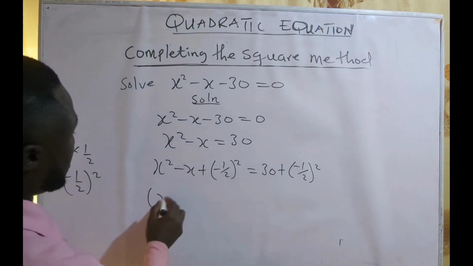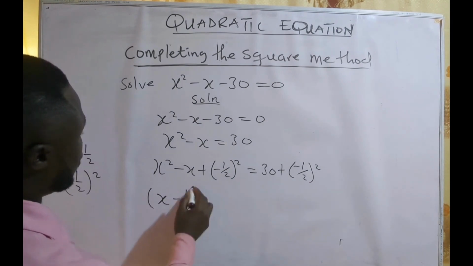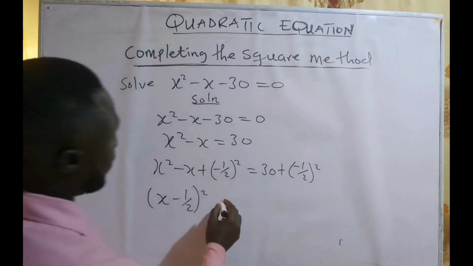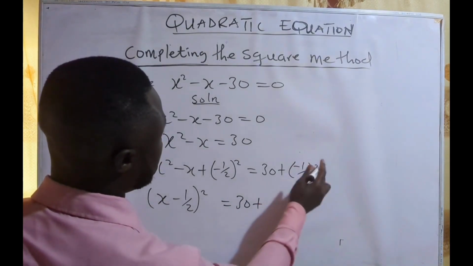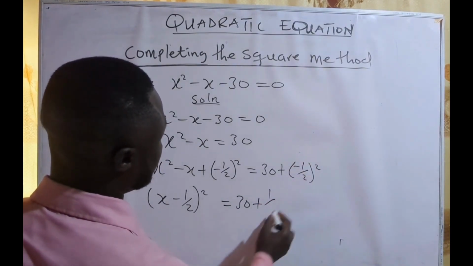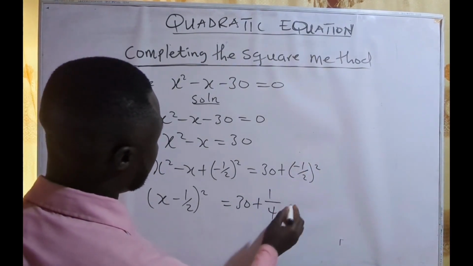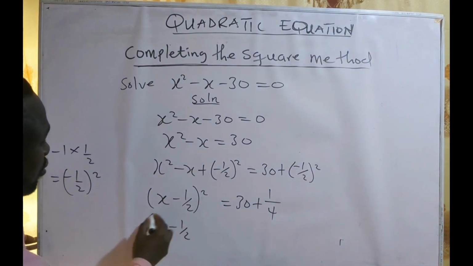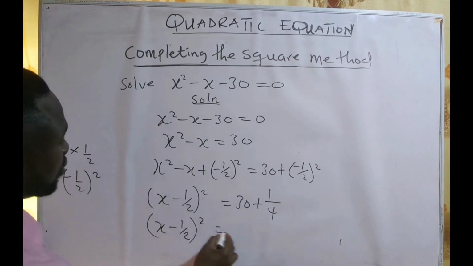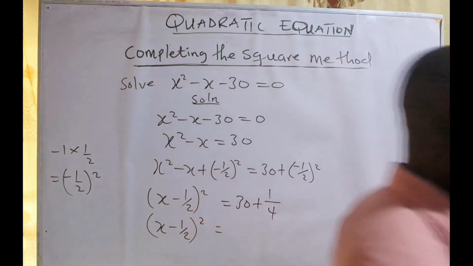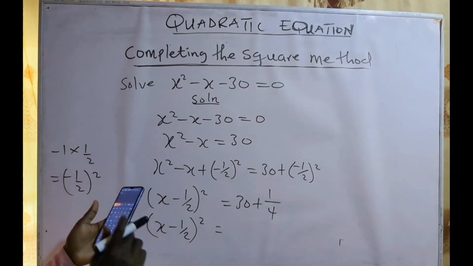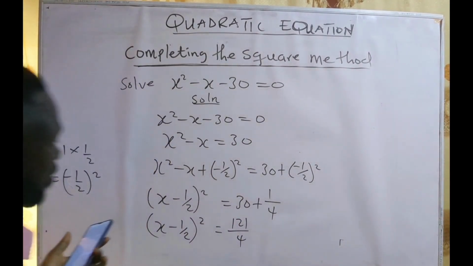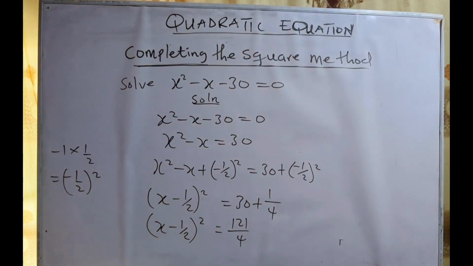We take x minus 1/2 all squared, which, when you expand it, you get the same thing here, which is equal to 30 plus -1 squared is 1, 2 squared will give me 4. So 30 plus 1/4. So we have x minus 1/2 all squared to be, what is 30 plus 1/4? Plus 1/4 will give us 121/4. Okay, 121/4.